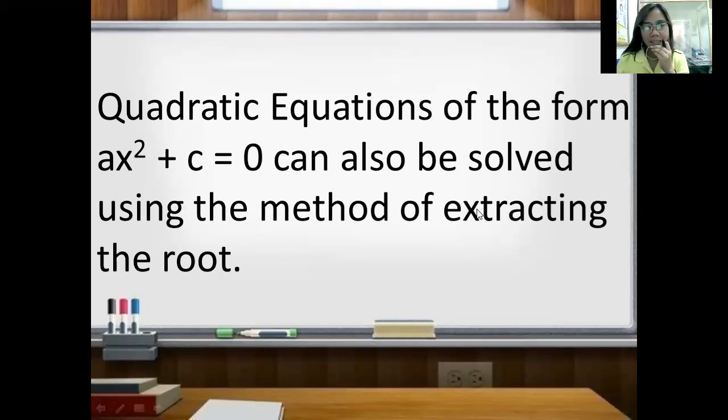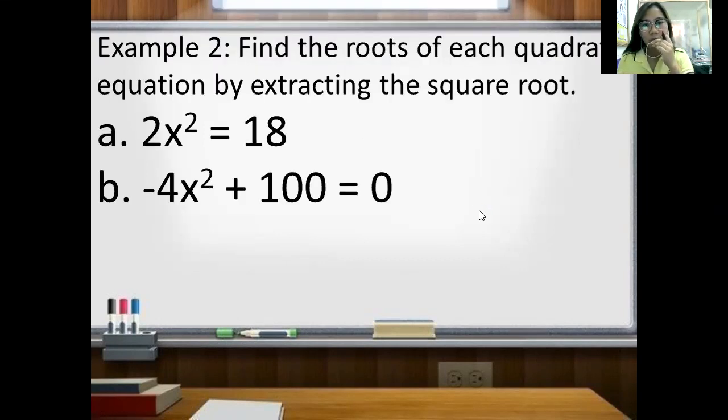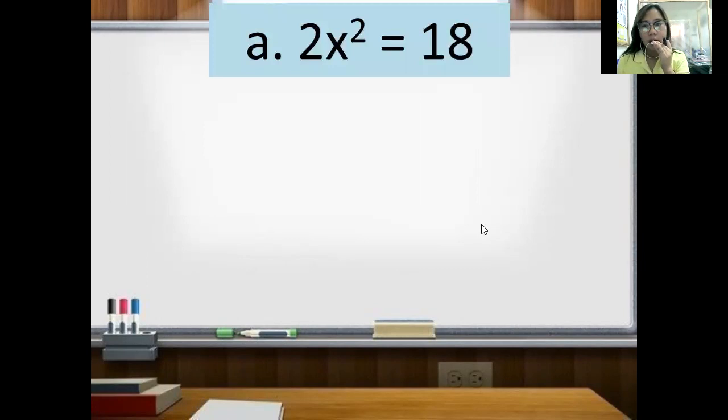Are you ready, grade 9? Okay, so find the roots of each quadratic equation by extracting the square root. So given 2x squared is equal to 18. What is the first step you need to do so that x squared is isolated, or so that x squared is left alone?